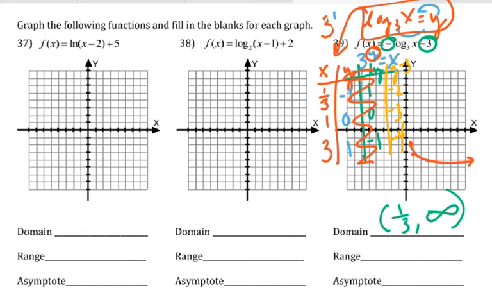My range is my y's. My y values live from negative infinity, and it stops at negative 2. So then my asymptote is the number x equals 1/3. Asymptote. Okay? 39.